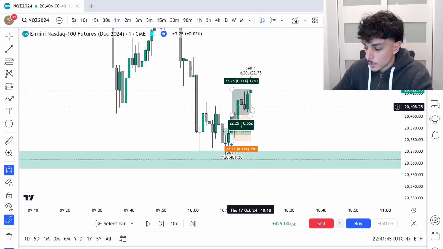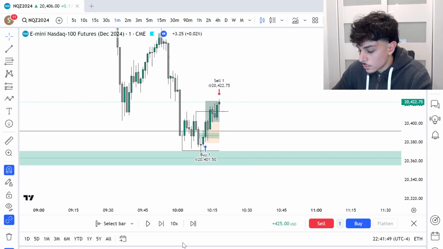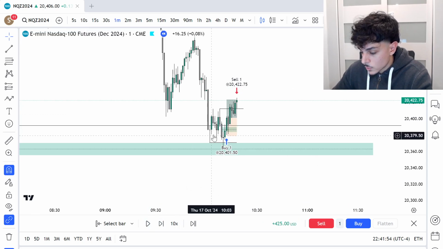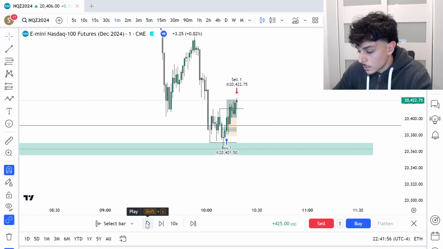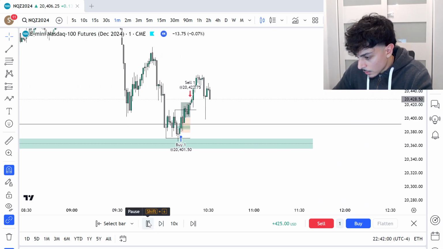So this is a really clean scalp that you can take on your evaluations or on your PAs. This works really well to scalp those $200 days all the way to the payout. This was the first trade I took on that day.